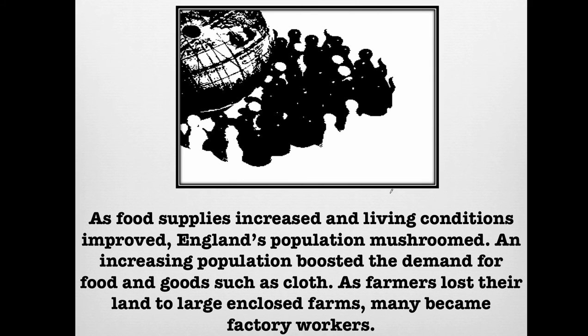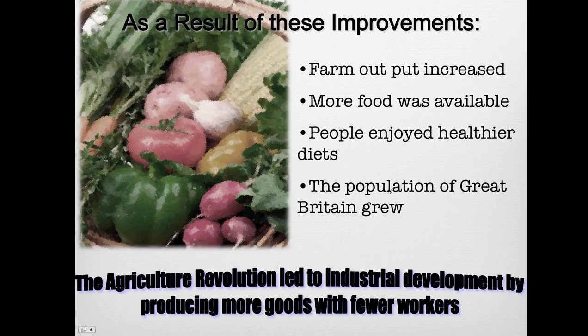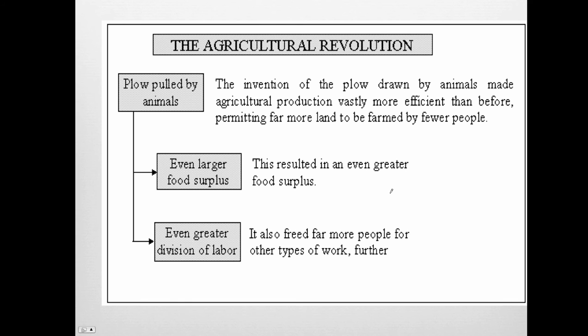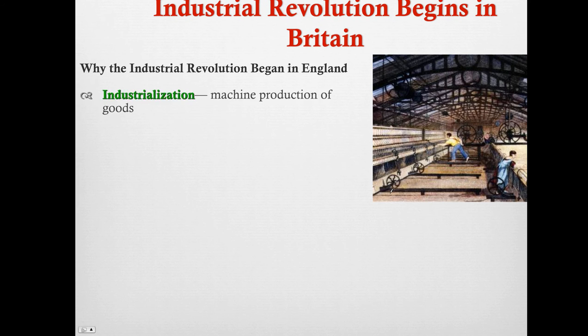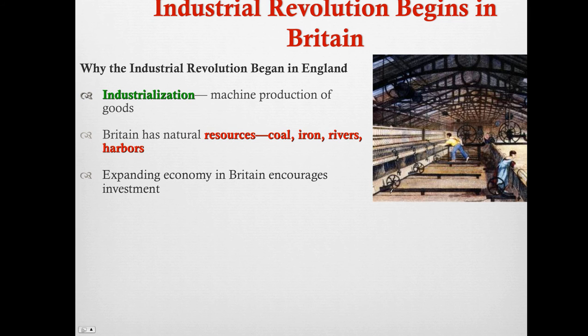So it's a confluence of a bunch of factors at once. The agricultural revolution led to industrial development by producing more goods with fewer workers. So, I need fewer farmers. More farmers can go into the cities. They can still get fed. They can still have babies. And now they can work in factories. And this leads to the Industrial Revolution.